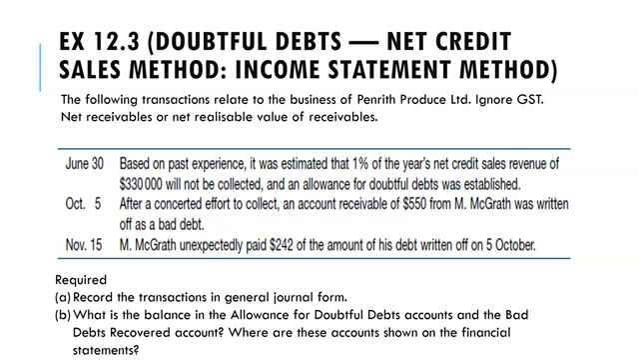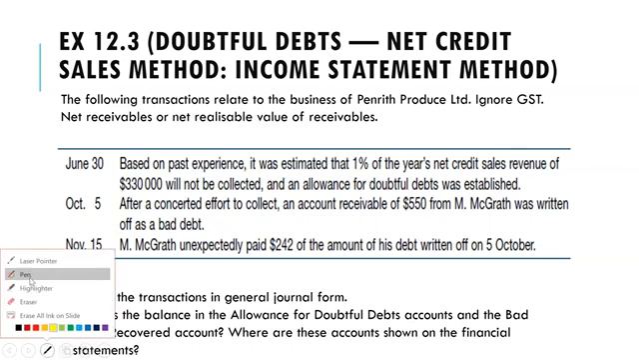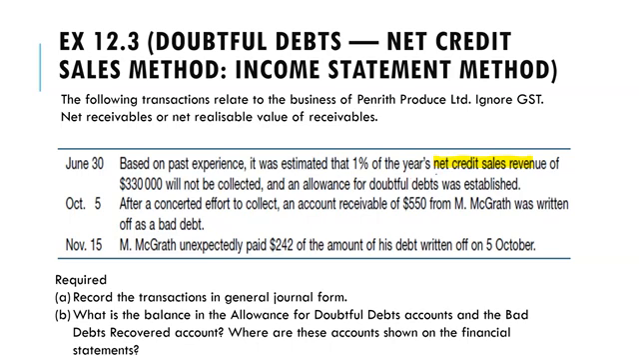Let me read these questions. On June 30th, based on past experience, you come up with an estimation that 1% of the year's net credit sales of 330,000 will not be collected. So the amount of allowance for doubtful debt will be 1% multiplied by 330,000.